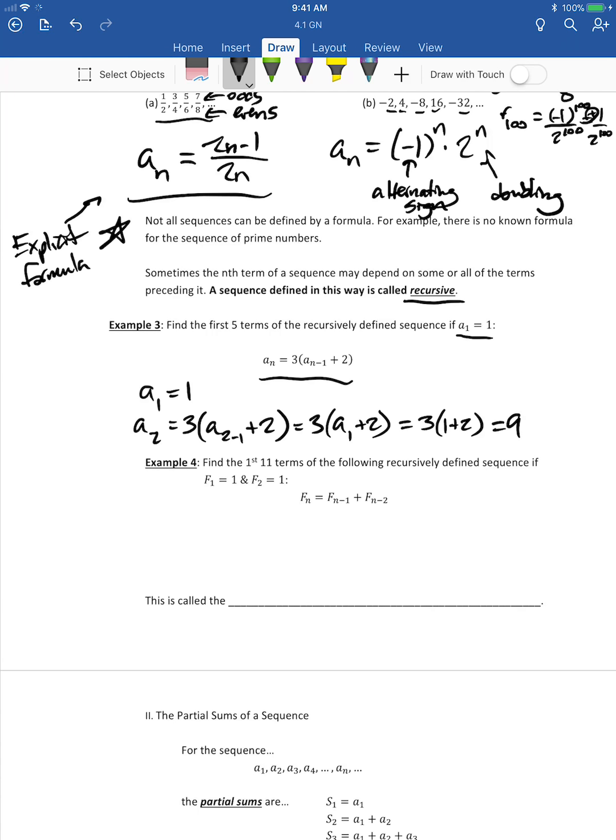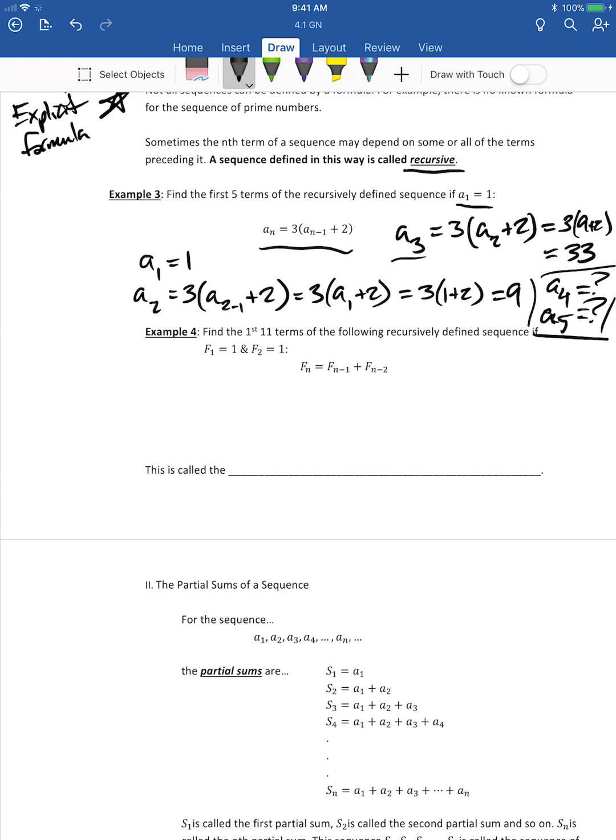So I'll do one more for you, and then I'll have you find the fourth and fifth terms. A sub 3 is 3 times a sub n minus 1, so the term before a sub 3 is a sub 2, plus 2. A sub 2 we just found was 9, so this is 3 times 9 plus 2. 9 plus 2 is 11, so 11 times 3, 33. And again, you can find a sub 4 and a sub 5 on your own.